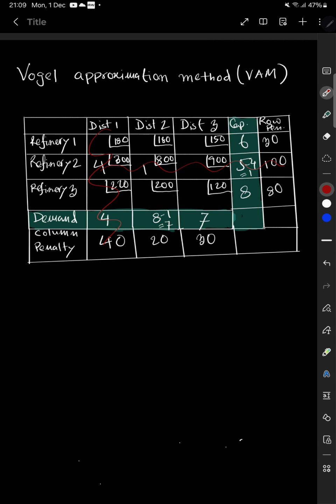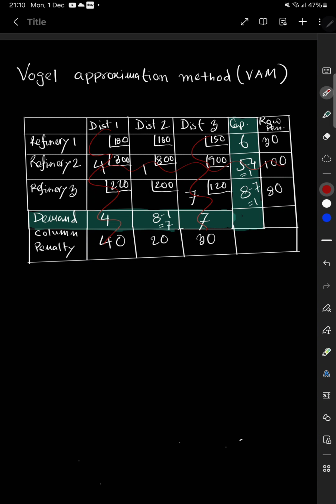row 3. In row 3, what is the lowest number? 120. So we will try to give as much as possible in this box, and I see here refinery 3 capacity total is 8 and distribution 7, so we can give 7 in here. Let's give 7 in here. So if we give 7 in here, it will be 8 minus 7 equals 1. And now we can cut this one.